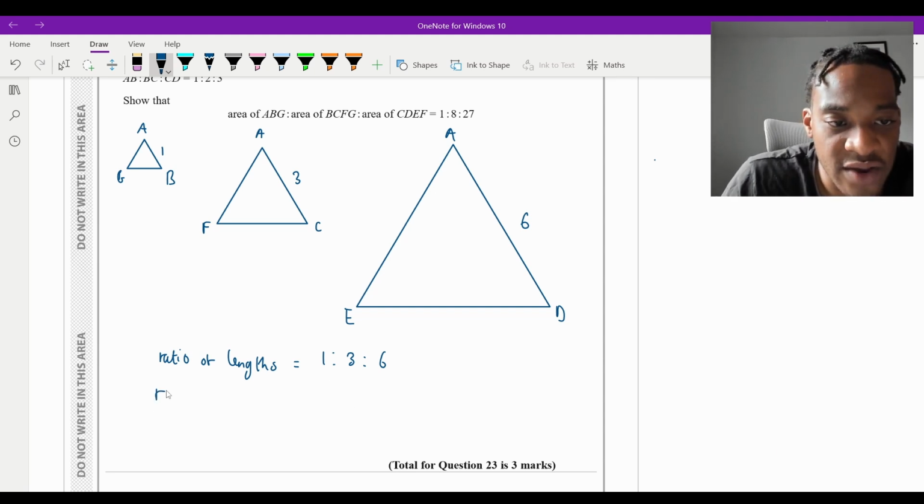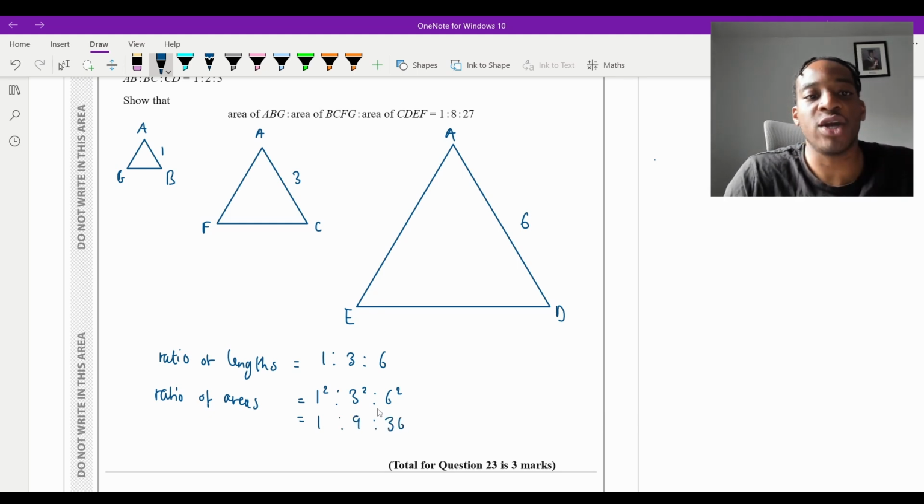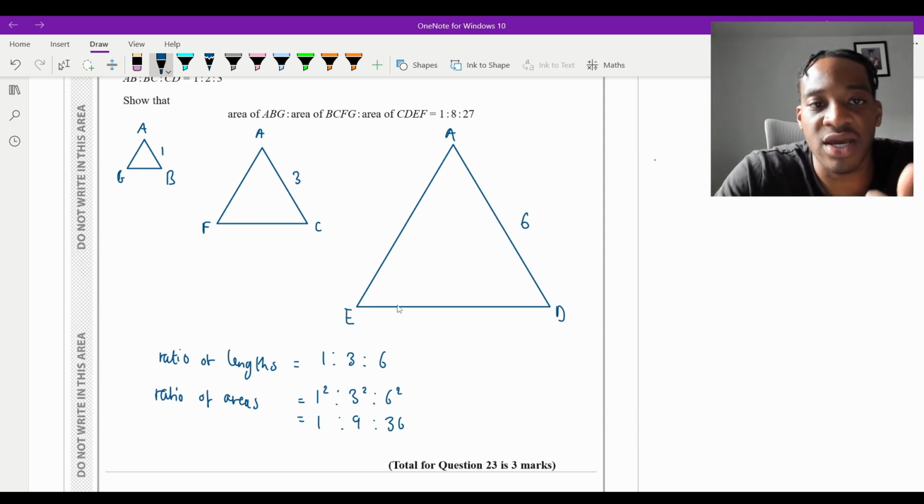So I'll just do this here. I'm going to write ratio of the areas like this. All you're going to do is just square these. It's going to be 1 squared, 3 squared, and 6 squared, and this is going to be 1 to 9 to 36. So now we have the ratio of the areas. And why is this helpful? Because we need the ratio of ABG, BCFG, and CDEF, which are areas. So this is definitely on the right track.